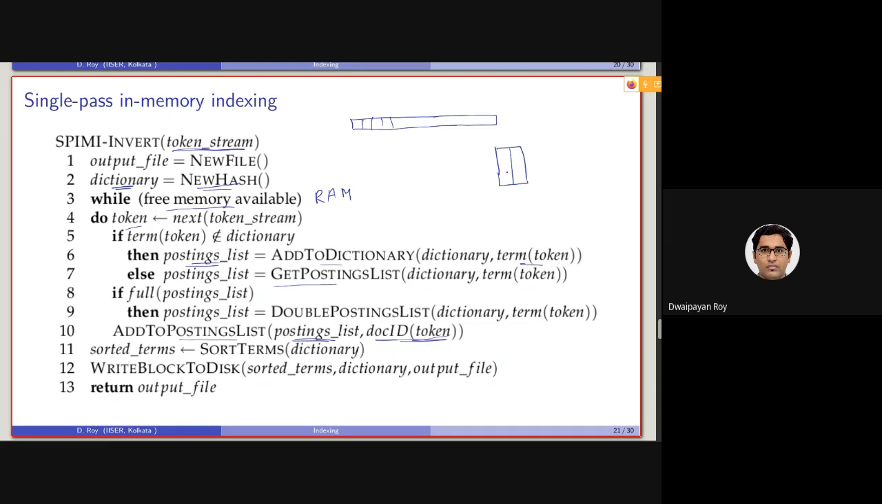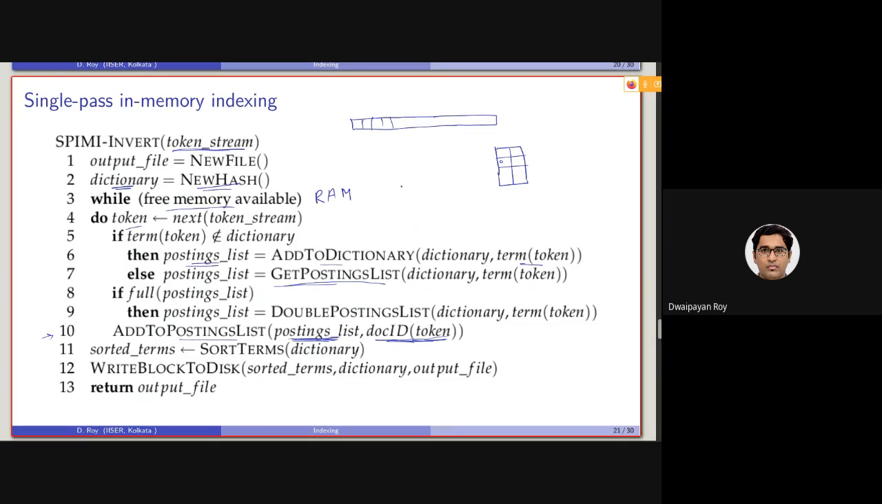Now, if the term is already there in this dictionary, what I'll be doing is getting its existing posting list and adding again. As you can see, this statement, line number 10, is common even if the term is present in the dictionary already or not present. So if it is already present, I will be getting the existing posting list and adding the new posting, the new doc ID, into this existing posting list.